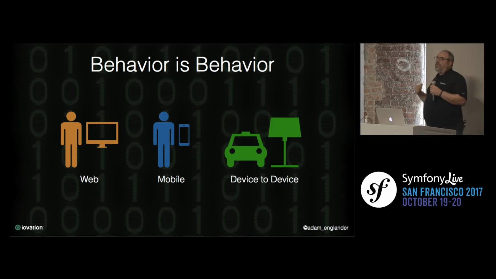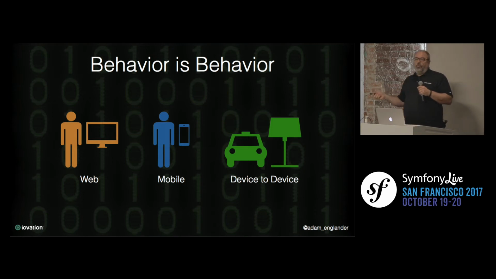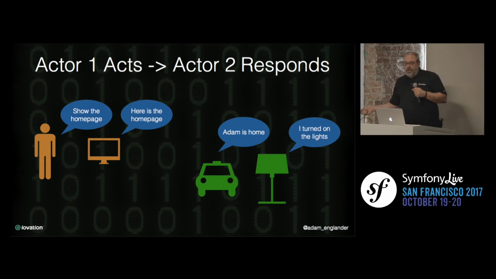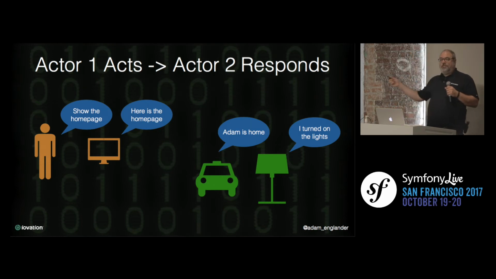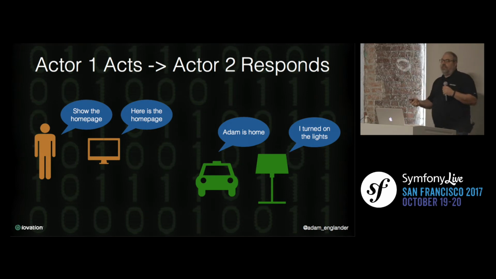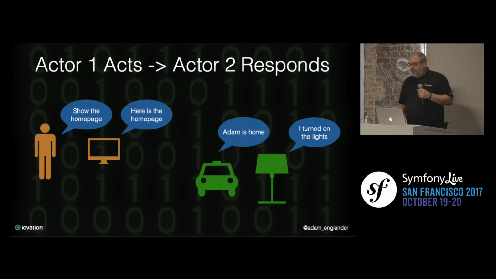When you're doing behavior-driven development, you're building things for user behavior. And whether that is a human interacting with a website, a human interacting with a mobile device, or two devices talking with each other, the same general rules apply. Actor 1 acts, Actor 2 responds, right? So whether it's somebody asking for the home page and the server returns the home page, or it's your car coming into the parking lot saying, hi, I'm on the network now, and Google Home says, great, I'm going to turn the lights on. It's the same thing, it's just an interaction. Cause and effect is what you're trying to test.